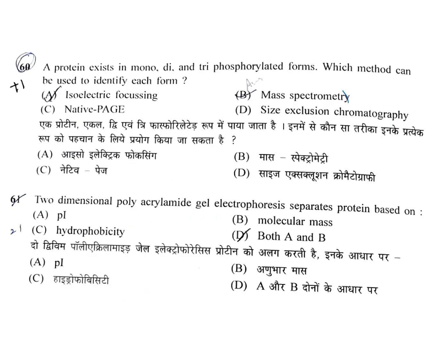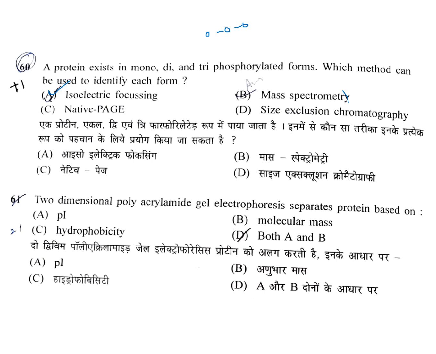Now the next question is, a protein exists in mono, di and triphosphorylated form. Which method can be used to identify each form? So if a protein has mono, di or triphosphorylation, it means there will be some difference in their molecular weight and some charge. So it could be identified through isoelectric focusing.